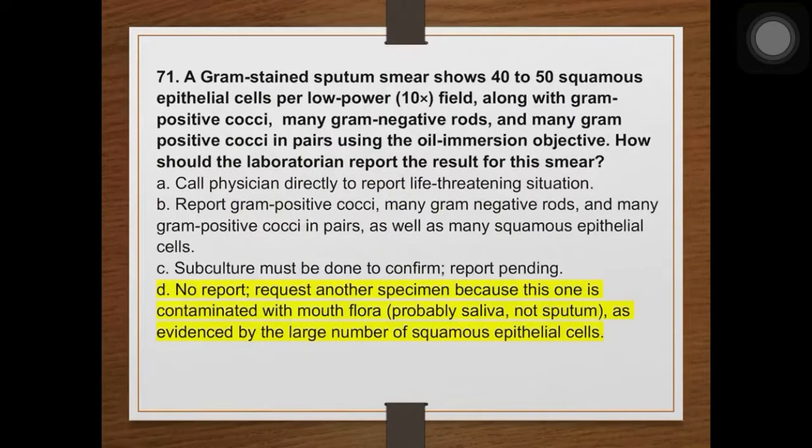Number 71, a Gram-stain sputum shows 40 to 60 squamous epithelial cell along with gram-positive cocci, many gram-negative rods, and many gram-positive cocci in pair using the oil immersion objective. How should the laboratorian report the result for this smear? Ano po yung nakita natin? 40 to 50 yung epithelial cell.